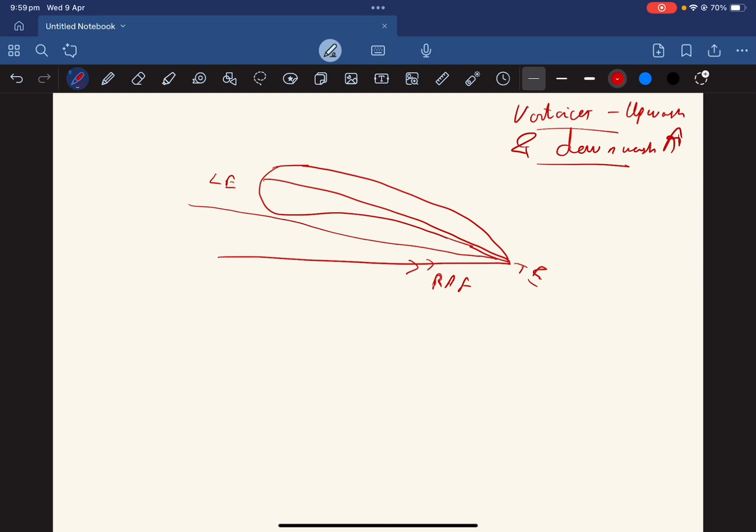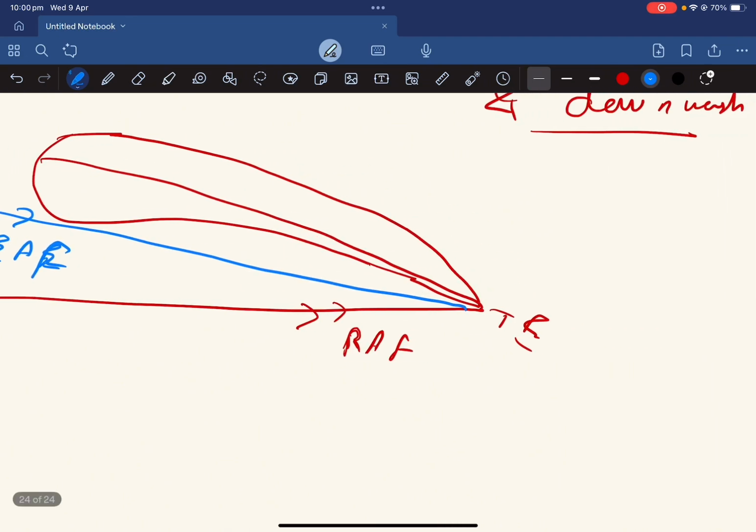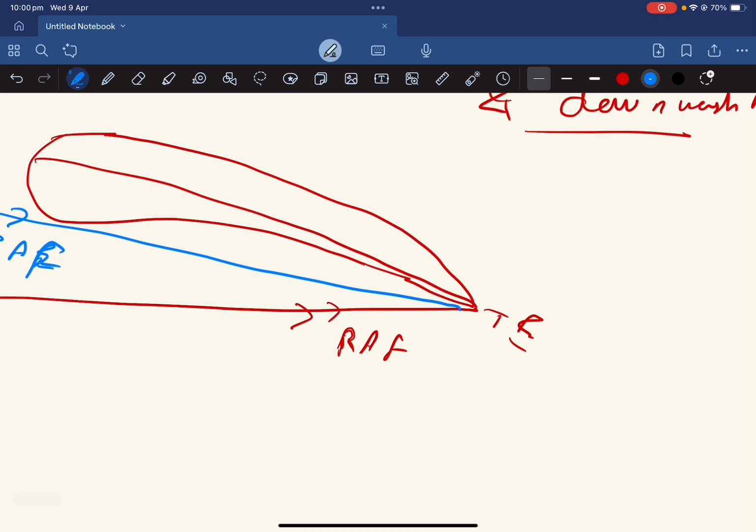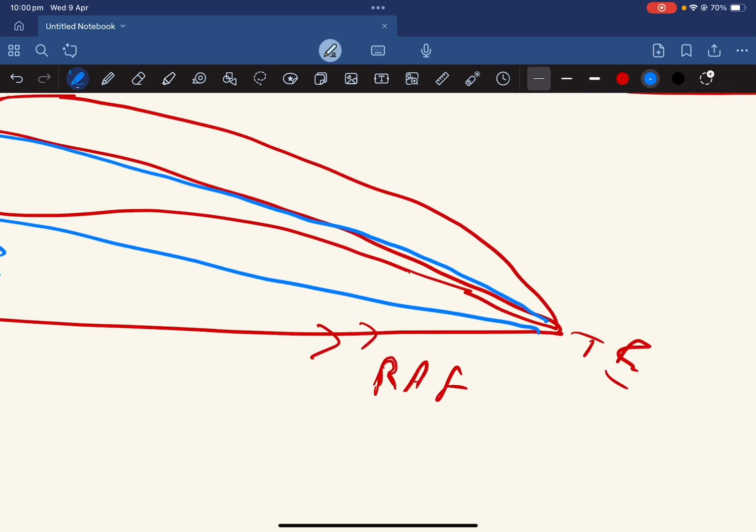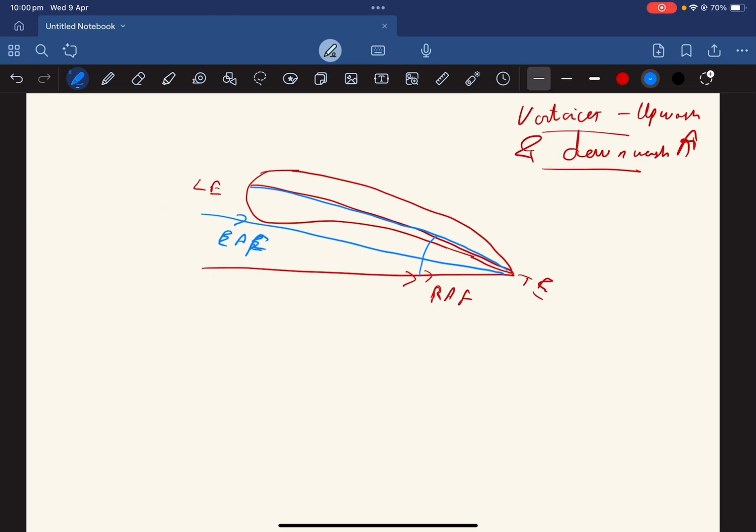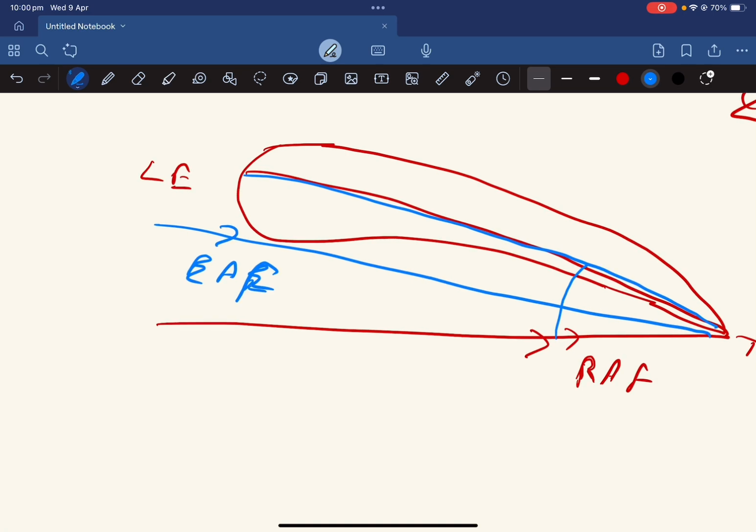I'm going to use some other color over here. Alright, I'm going to use blue. Makes sense? This is the effective airflow. So what is angle of attack? It's the angle between the chord line, which is this line, and your relative airflow, right? So this was the actual angle of attack, but due to what I said, your upwards and downwards got increased, it became this angle, right?